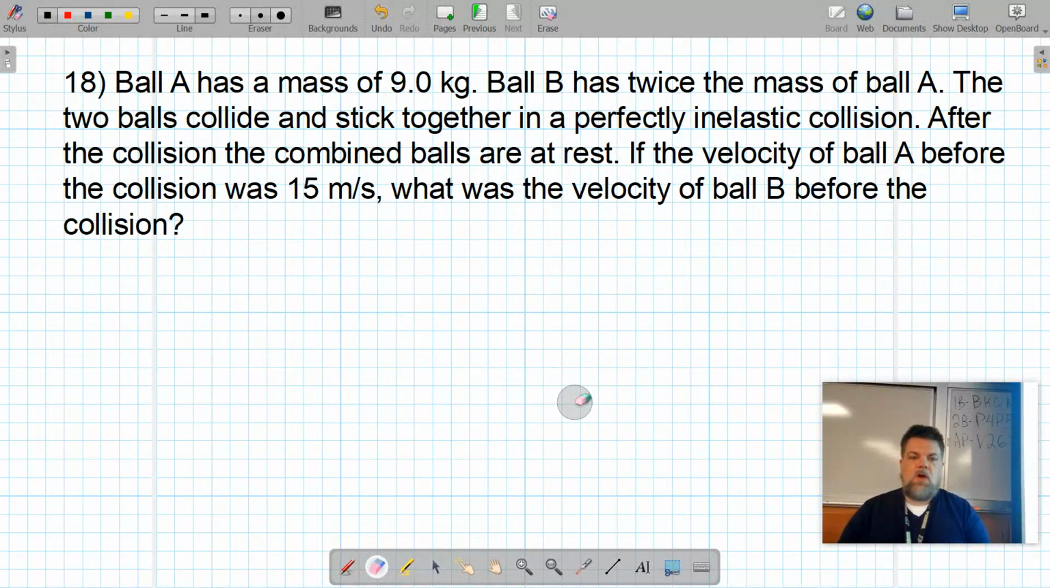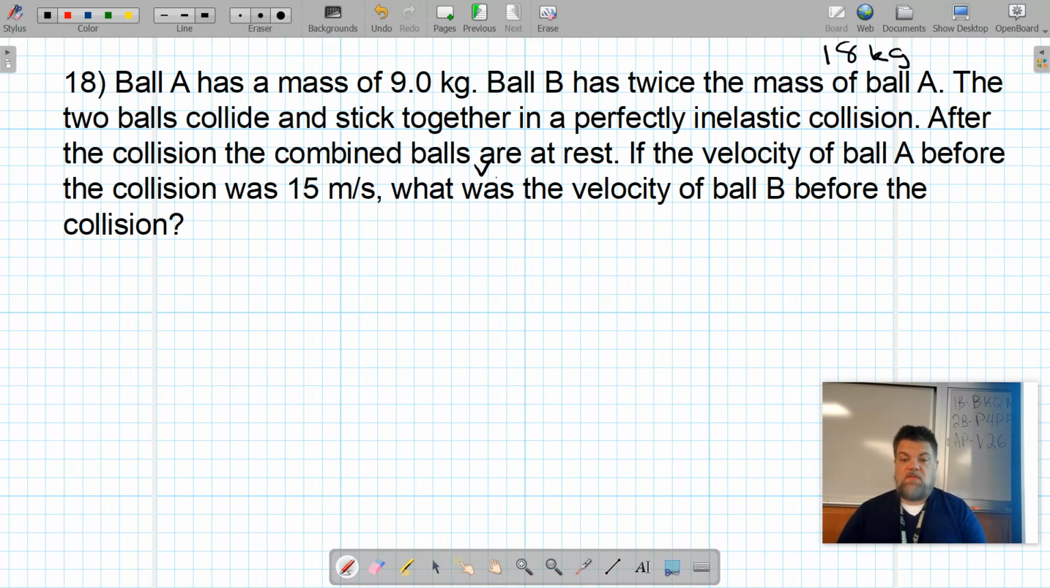All right, so it says a ball A has a mass of 9 kilograms. Ball B has twice the mass. What's twice of 9? 18 kilograms. The two balls collide and stick together in a perfectly inelastic collision. After the collision, the combined balls are at rest.